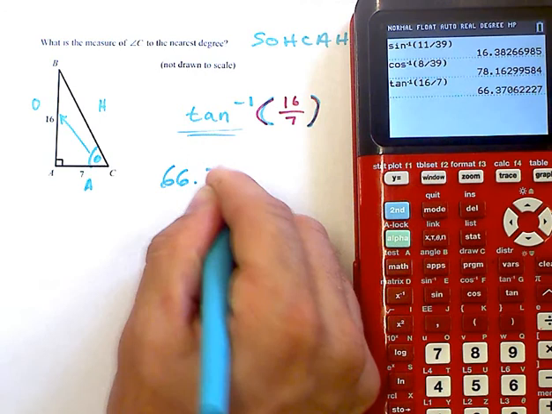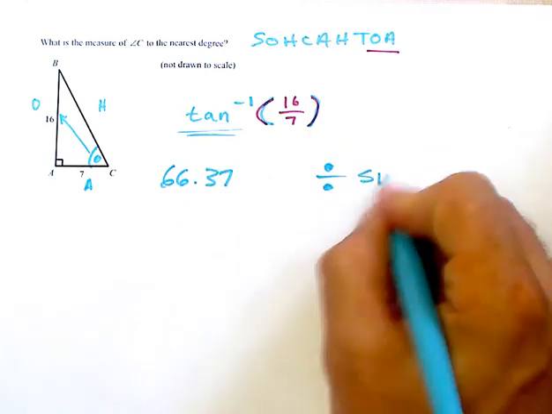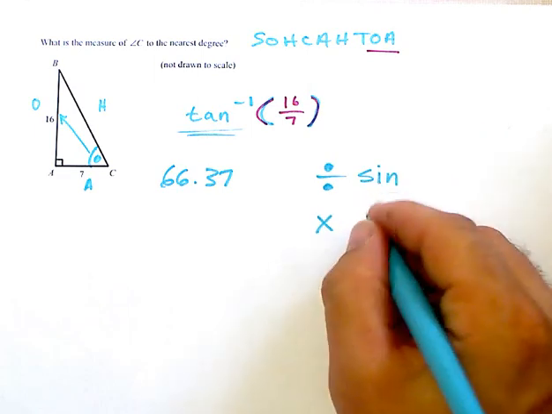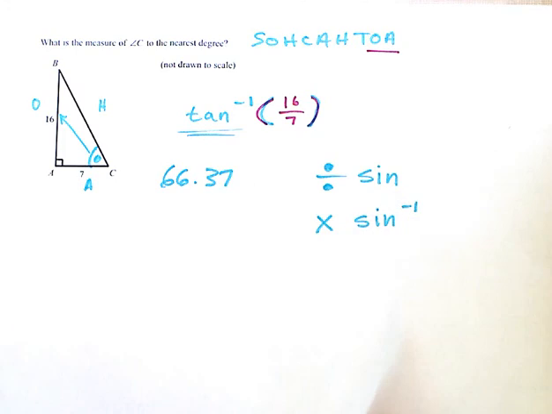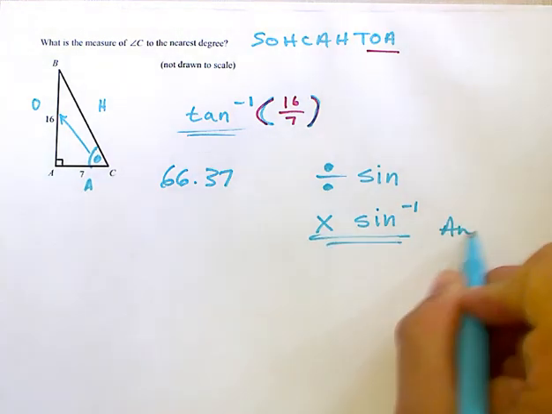So remember, dividing by a sine, cosine, or tangent is the same as multiplying by its inverse. So this is what you'll be using to solve for angles.